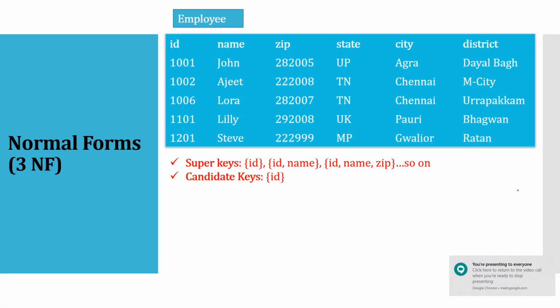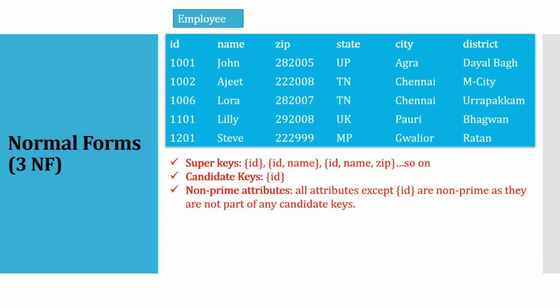Okay. So let's see what is the set of functional dependencies in this particular example. I am saying that all attributes except ID are non-prime attributes, right? Because ID is the only candidate key. So this table is already in 2NF because there is only one candidate key. Clear with this, guys? ID is the only candidate key in the table.